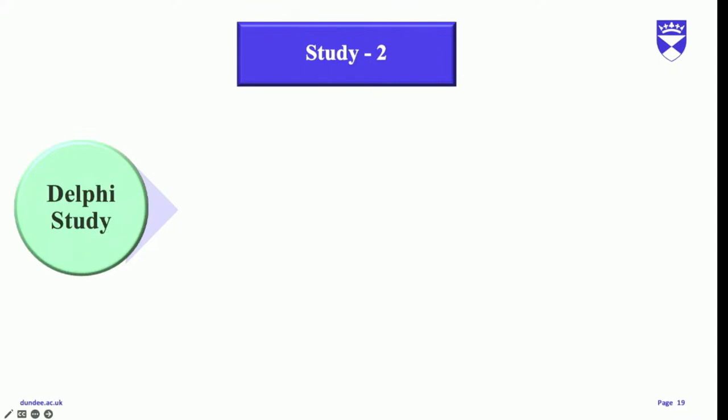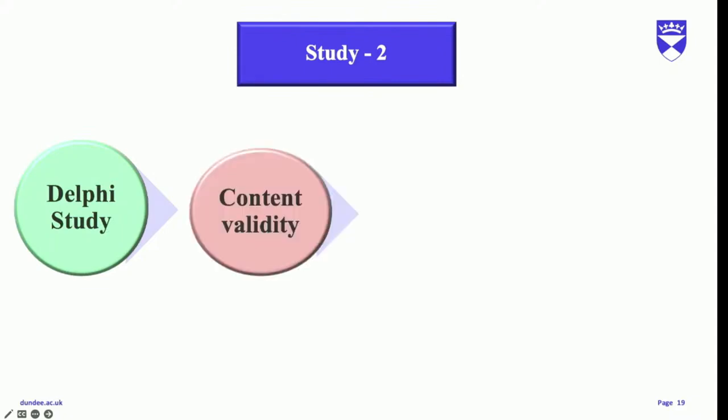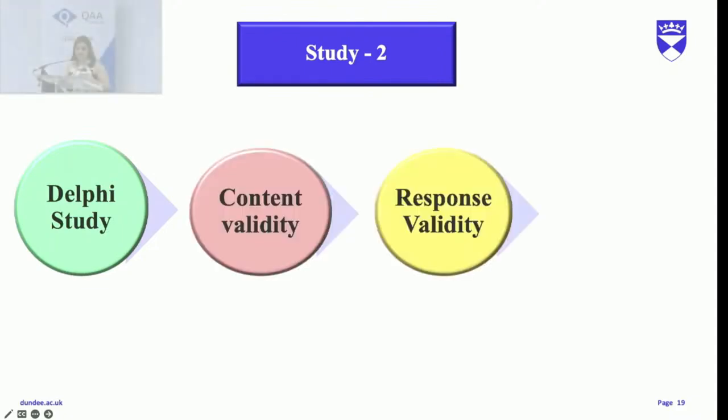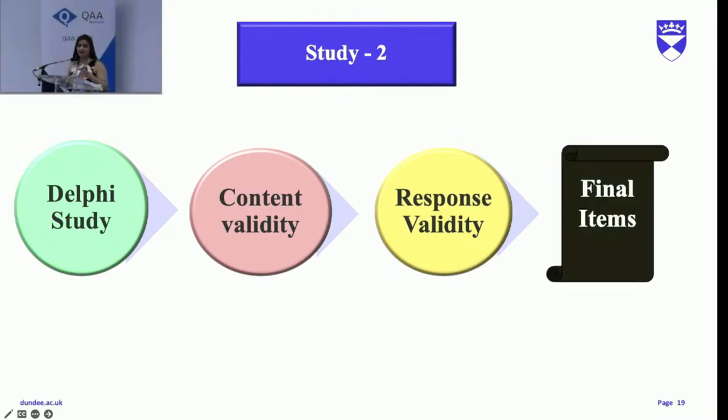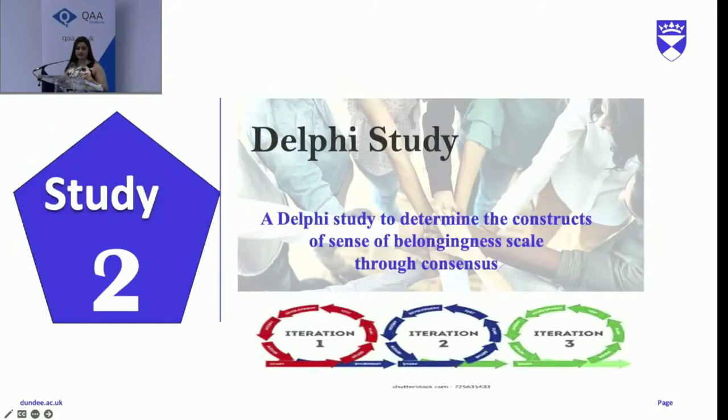Then in study 2, I did the Delphi technique, the Delphi study: the content validation, the response validation. The final items were generated in study 2. The Delphi study is to determine the construct of the sense of belongingness scale through consensus. In the literature, there are some variations of the Delphi technique.